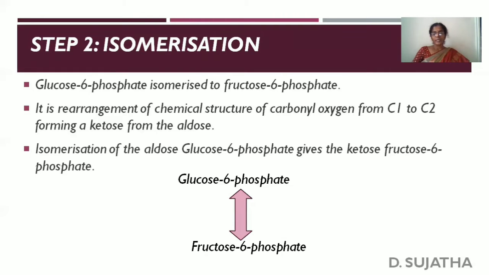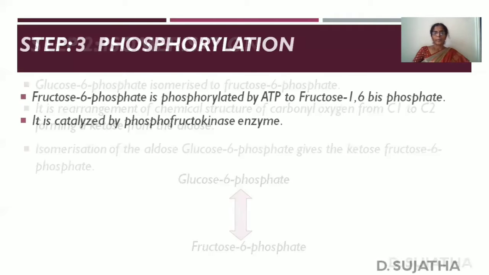Here the enzyme is phosphohexoisomerase. The glucose 6-phosphate, in the presence of the enzyme phosphohexoisomerase, is isomerized to fructose 6-phosphate. After this isomerization, the glucose 6-phosphate converts into the ketose, fructose 6-phosphate.